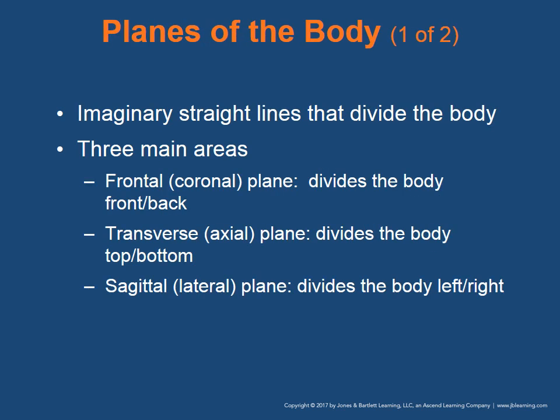So imagine when we talk about planes of the body, these are imaginary straight lines that divide the body in three main areas. We talked about the midline, the medial line that goes straight through the center of the body. That was just a line. This actually separates it into complete planes. The frontal, or coronal, plane divides the body from the front to the back, or the anterior to the posterior. The transverse, or axial, plane divides the body from top to bottom, and the sagittal, or lateral, plane divides the body from left to right.